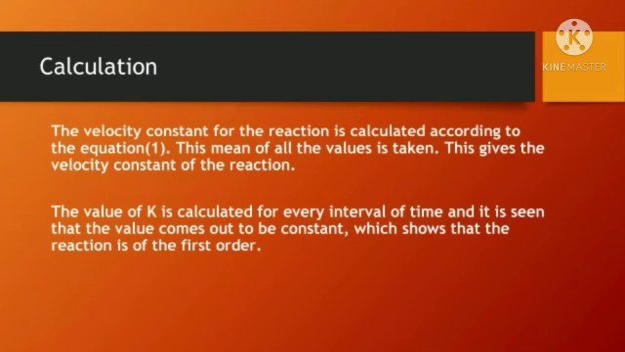Calculation: the velocity constant for the reaction is calculated according to equation 1. The mean of all the values is taken. This gives the velocity constant of the reaction. The value of k is calculated for every interval of time, and it is seen that the value comes out to be constant, which shows that the reaction is of the first order.